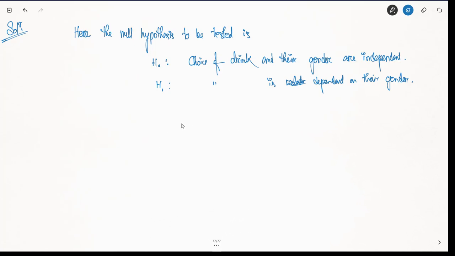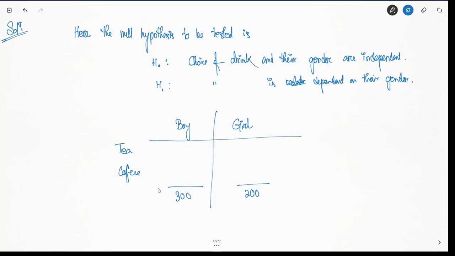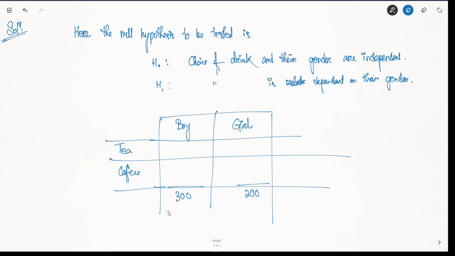So there will be gender, right? Boy, girl, right? There will be some who prefer tea, some coffee, right? The total number of boys is 300. The total number of girls is 200, right? So if I make a table, if I divide, this will be called a contingency table, right? So this will give you total.